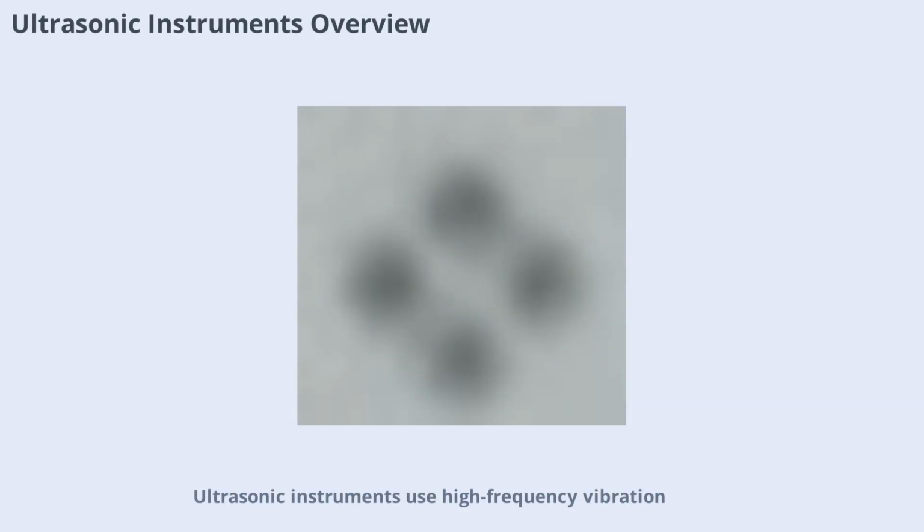Ultrasonic instruments use high-frequency vibration to remove supragingival and subgingival calculus. They operate at frequencies of 18,000 to 50,000 cycles per second and include magnetostrictive and piezoelectric units. The instrument tip must be cooled by fluid to prevent overheating. Ultrasonic devices are as effective as hand instruments in removing calculus, plaque, toxins, and reducing pocket depth.